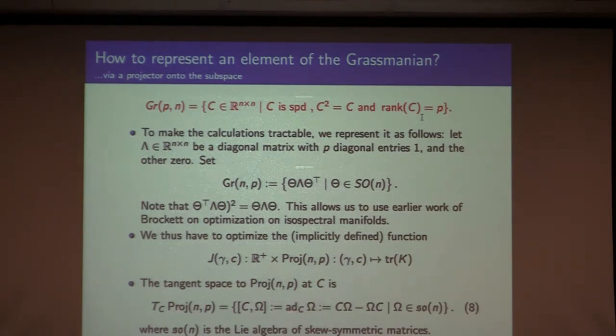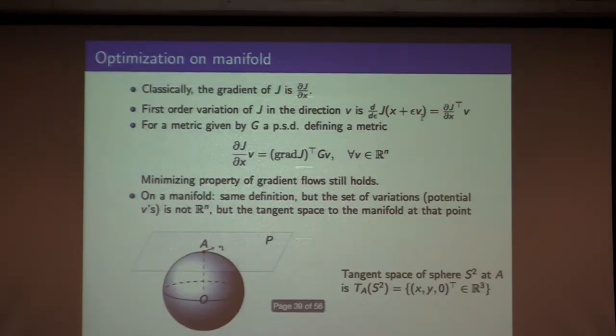So let me actually go to the next slide first. So we need to do an optimization on this space. Here is a brief slide telling you how to do that. You know that when you want to optimize a function, usually you look at its gradient. If I have the function J, we can think of the gradient as dJ over dx.